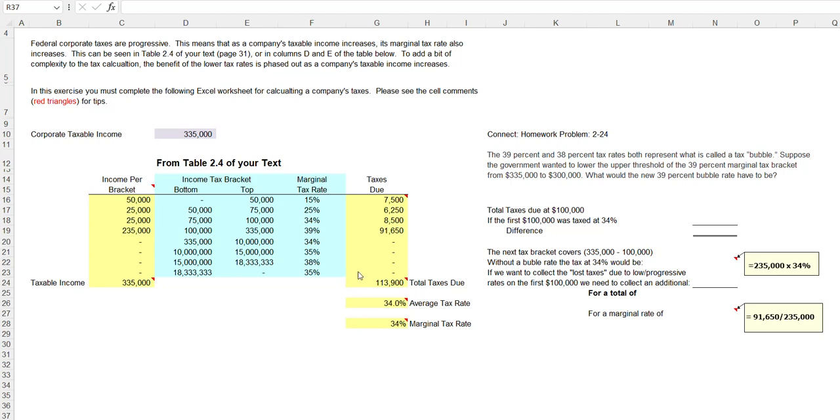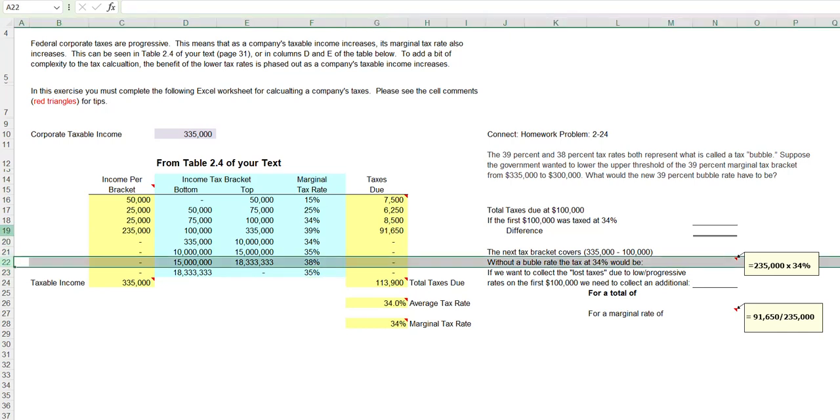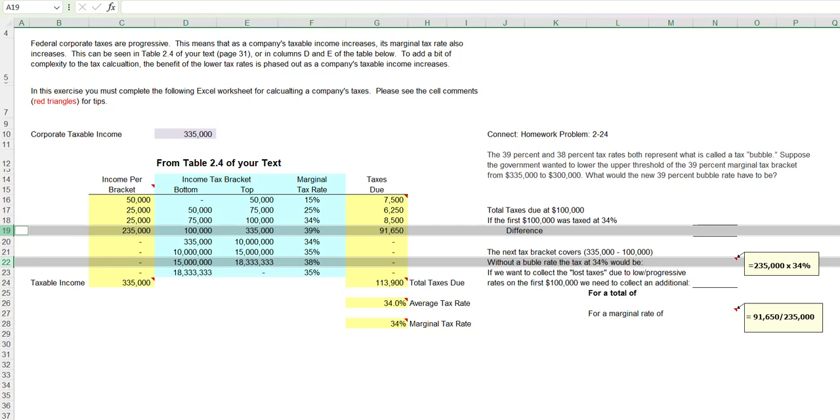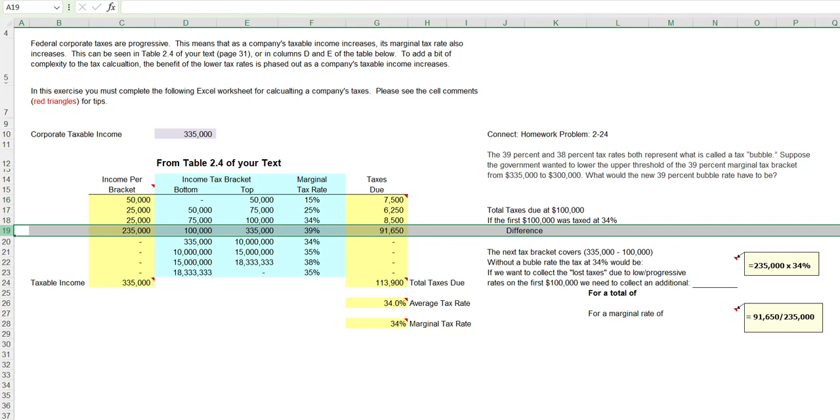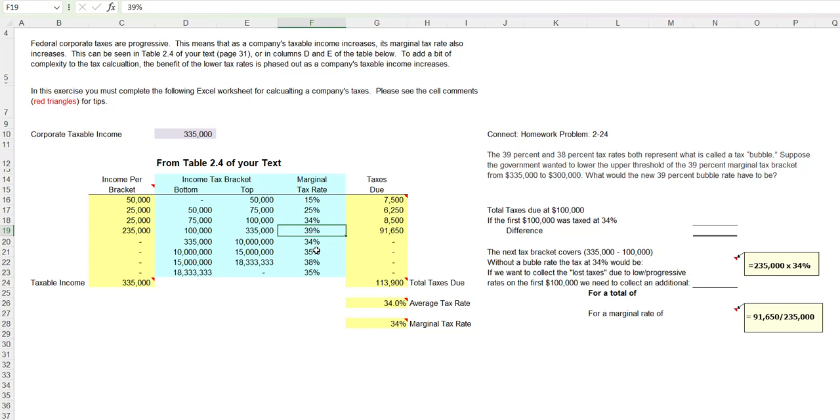What we mean by the bubble tax rate is we've got a progressive income tax rate structure going from 15% to 25 to 34 to 39, but then notice it drops back down to 34. Then it goes up to 35, to 38, and then drops back down to 35. The 38 and the 39 are referred to as bubble rates. What they're trying to do is eliminate the benefit of these lower tax brackets for higher income taxpayers. And they do that by imposing a slightly higher temporary, what we refer to as bubble rate.